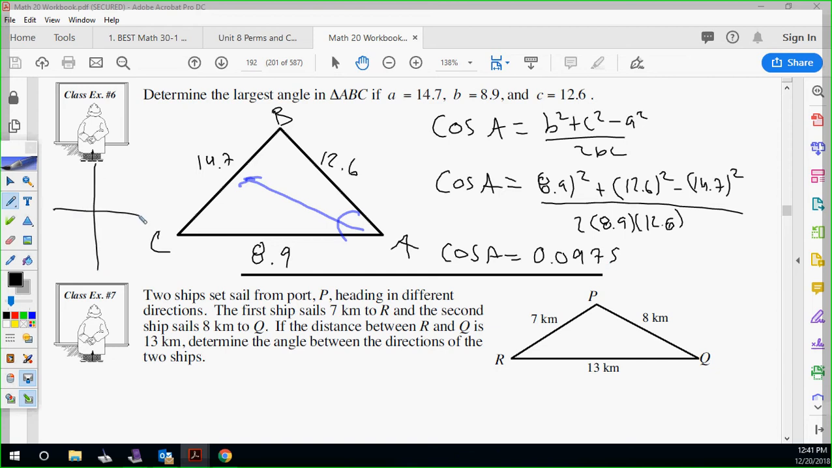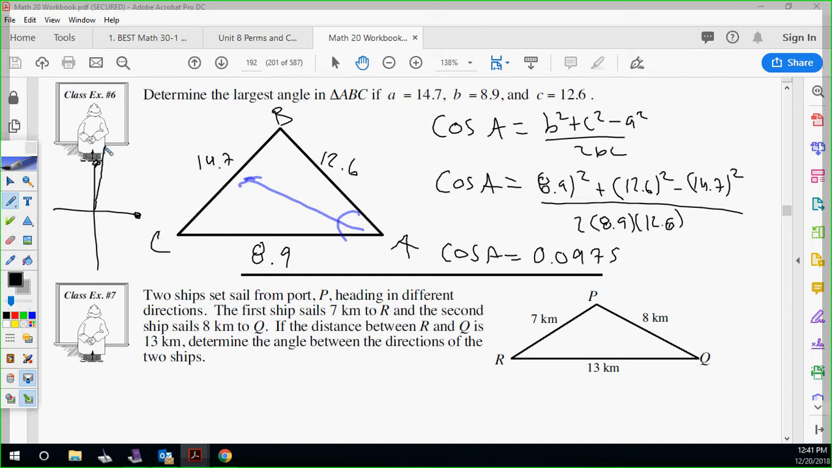So what is cosine right here on the unit circle? What is cosine right there at that dot? 1. What's cosine right there? 0. So 0.09 is going to be really close to that second dot, right? It's going to be right about there. So what's an answer that makes sense to you?